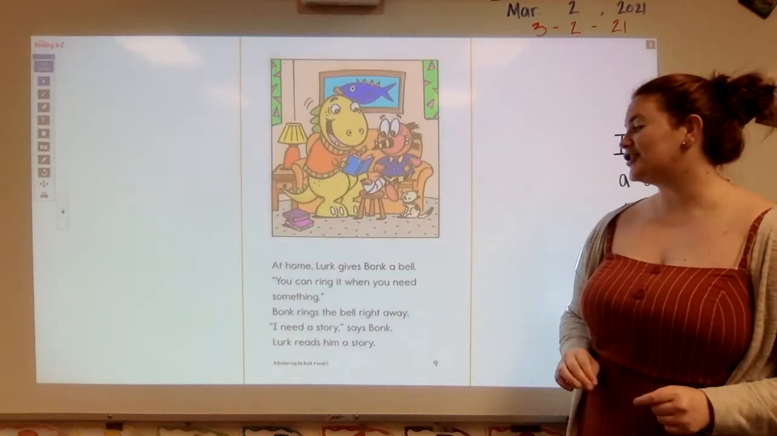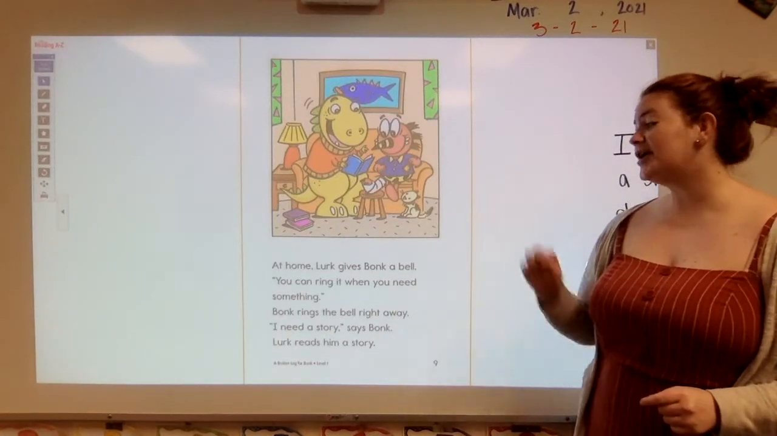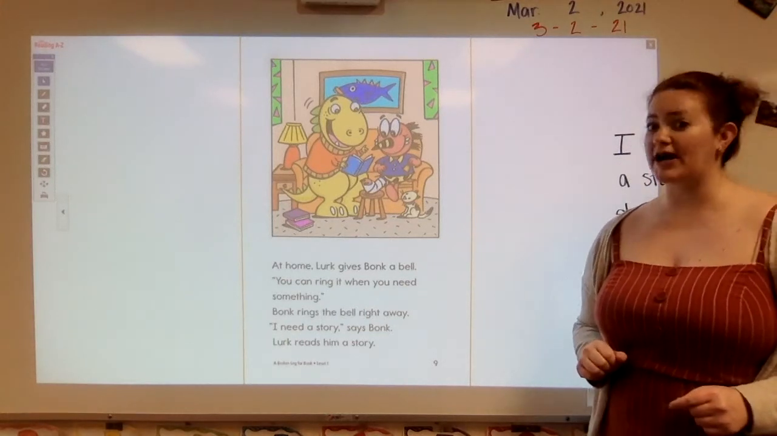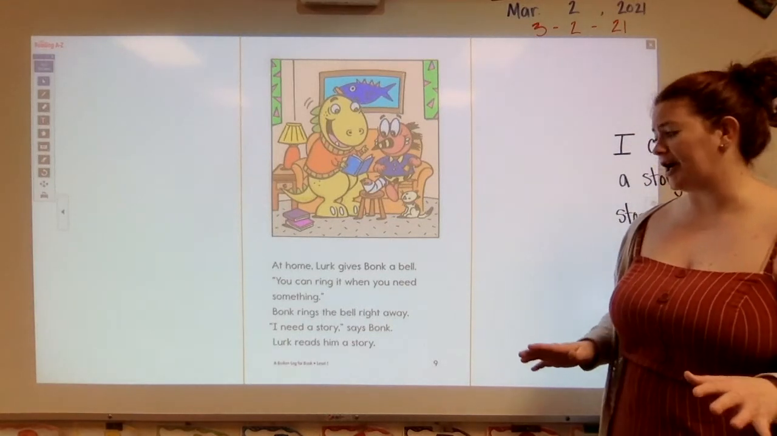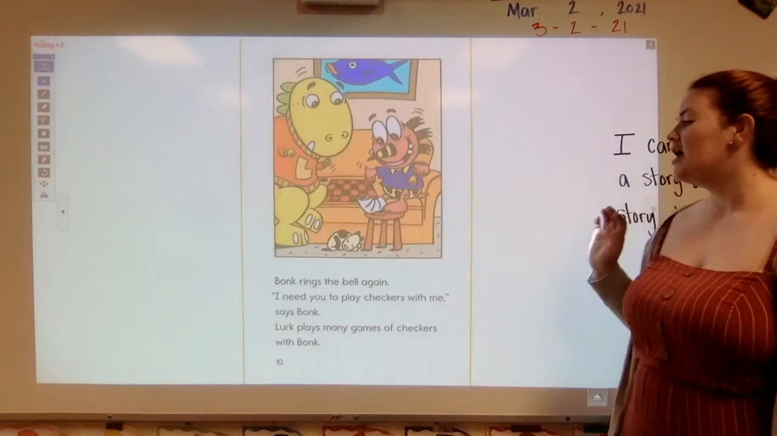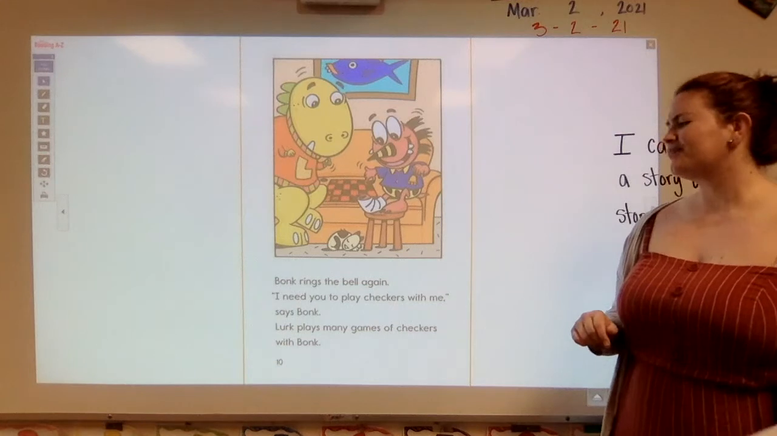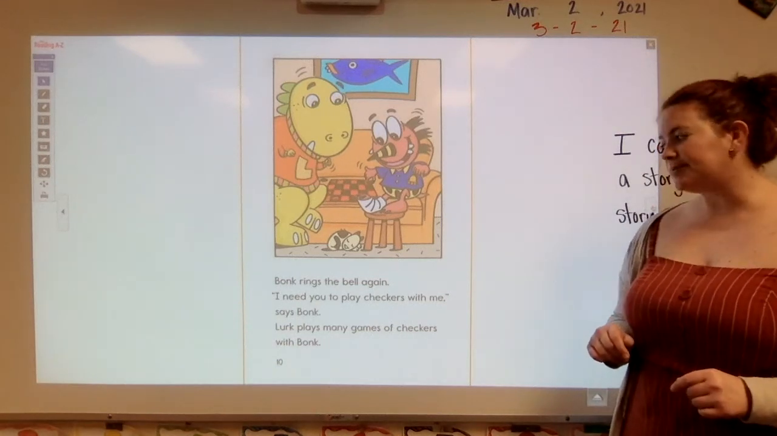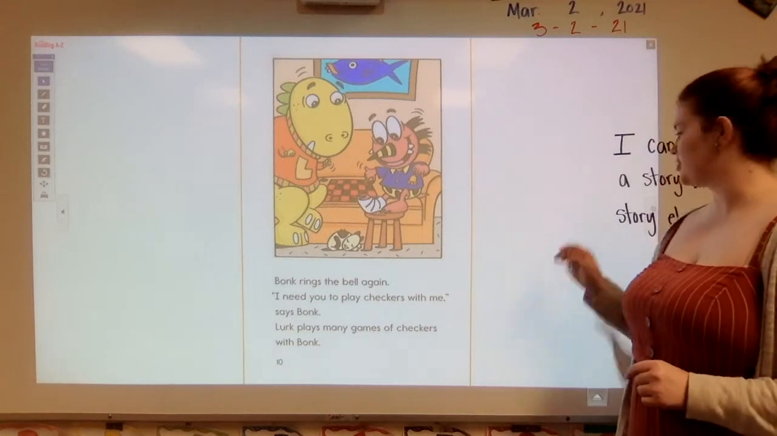At home, Lurk gives Bonk a bell. You can ring it whenever you need something. Bonk rings the bell right away. I need a story, says Bonk. Lurk reads him a story. Bonk rings the bell again. I need you to play checkers with me, says Bonk. Lurk plays many games of checkers with Bonk.